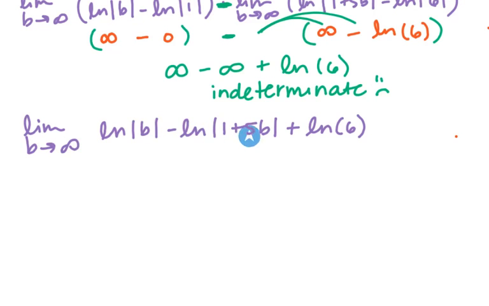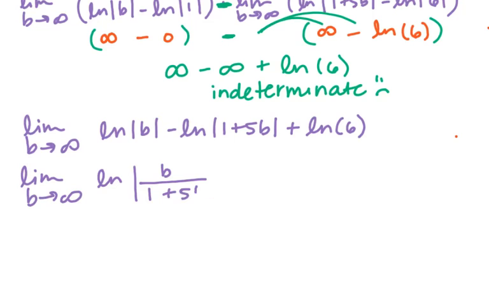So I'm going to use our natural log rules to condense this form. Sorry, I know there's not even close to this amount of room on your paper. Probably should fix that. So this is really going to be the natural log of b divided by 1 plus 5b, and then we have a plus ln 6.